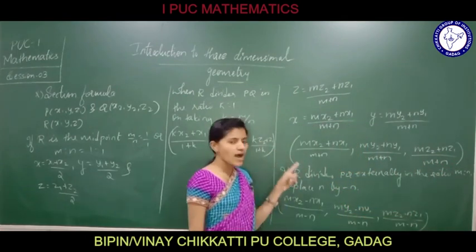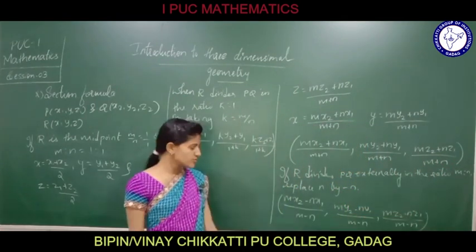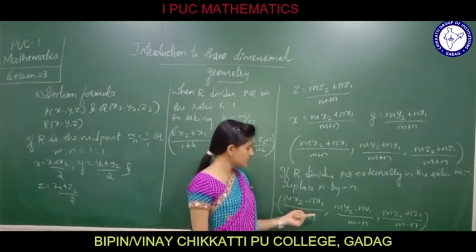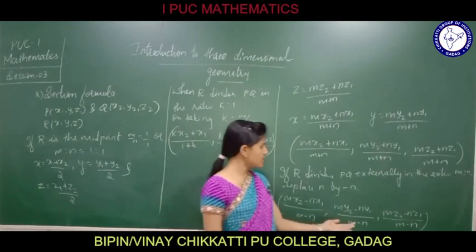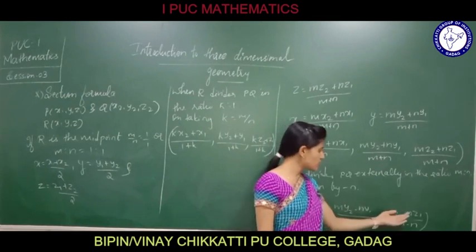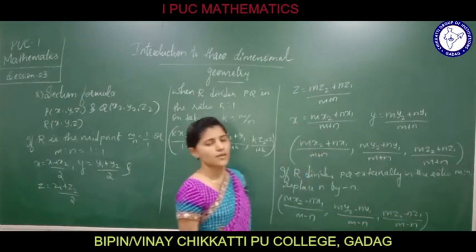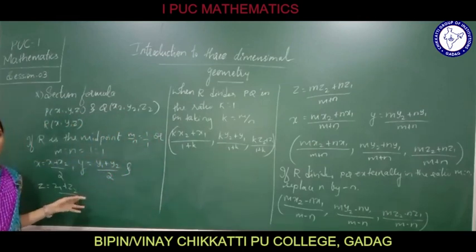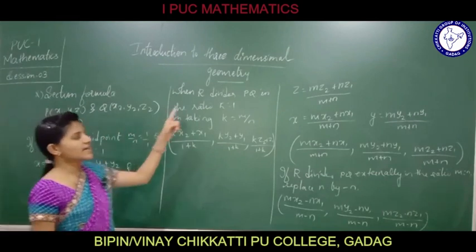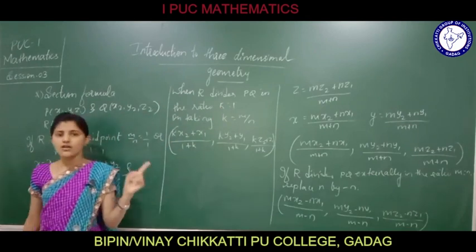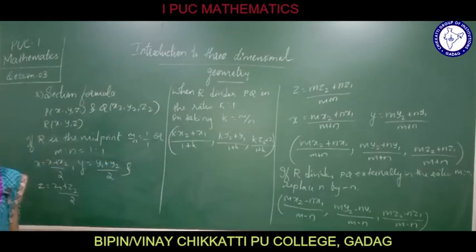The same way, if R divides PQ externally, what are we going to get? We are going to get m into x2 minus n into x1 divided by m minus n, m into y2 minus n into y1 divided by m minus n, and m into z2 minus n into z1 divided by m minus n. This is when R is the midpoint, that is in the ratio 1 is to 1, these are the x, y and z coordinates. The same way, when R divides PQ in the ratio k is to 1, we are going to get these coordinates. This is all about the section formula.